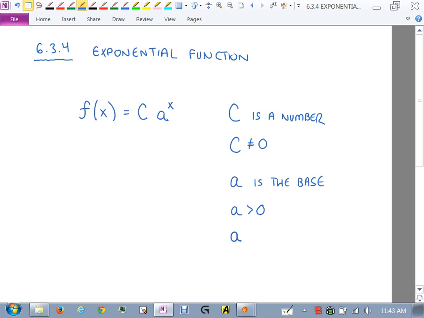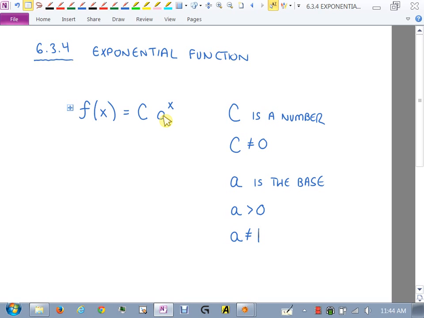Also, a cannot be 1. Because if a is 1, what's 1 raised to any power? What's 1 squared? 1 cubed, 1. So if you raise 1 to any power, you just get 1, and it doesn't behave like an exponential function. So we just can't have a being 1. It's okay to be 2, it's okay to be 4, it's okay to be a half. Has to be positive, can't be 1. You okay with that? Okay.